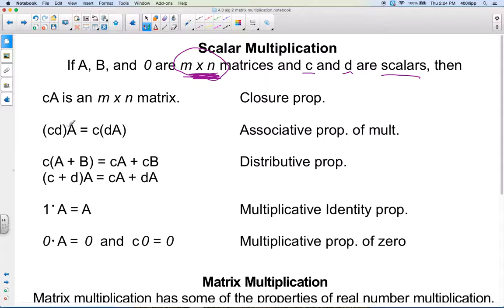C times D times A will be equal to C times (D times A) using the associative property. Notice that these are both scalars though. C and D are both scalars. That's when we have the associative property. Okay? We're not using the associative property with two matrices, and we are not using the commutative property with two matrices of multiplication, multiplying two matrices. Okay? We got a scalar here for the distributive property. We got 1 times A will still be A, 0 times A will be 0, and so on.